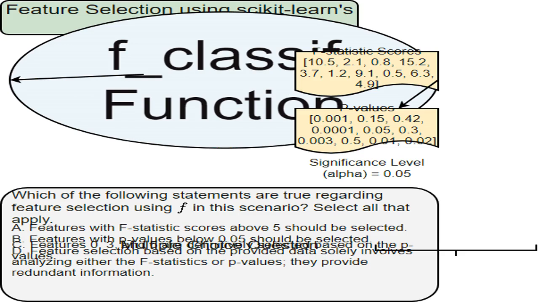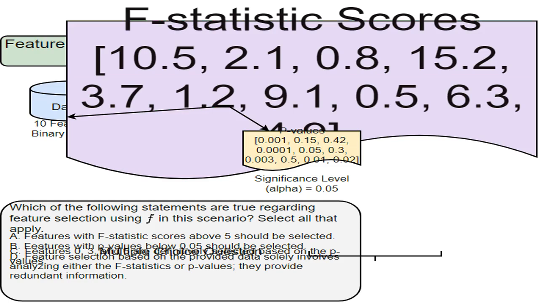f_classif function. It's a tool that helps me figure out which of my 10 features are most important for making accurate predictions. It does this by calculating an f statistic and a p-value for each feature. These are numbers that tell me how much each feature explains the variation in my yes, no outcome. A higher score suggests a stronger relationship. For example, a score of 15.2 indicates a much stronger relationship than a score of 0.8.